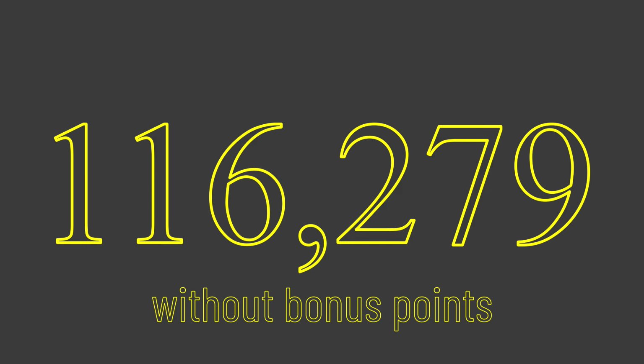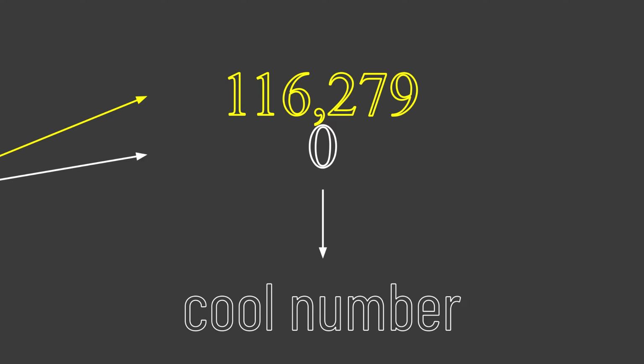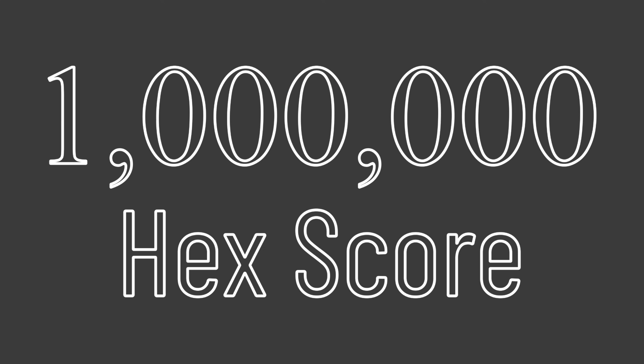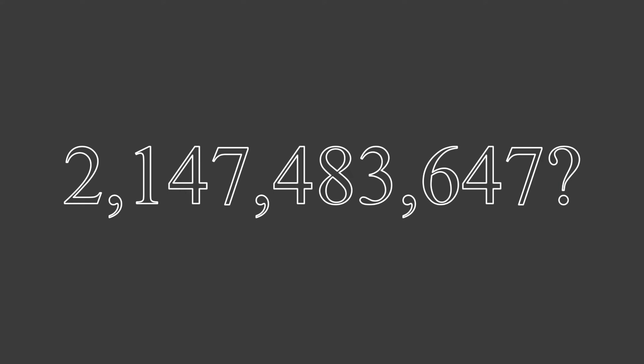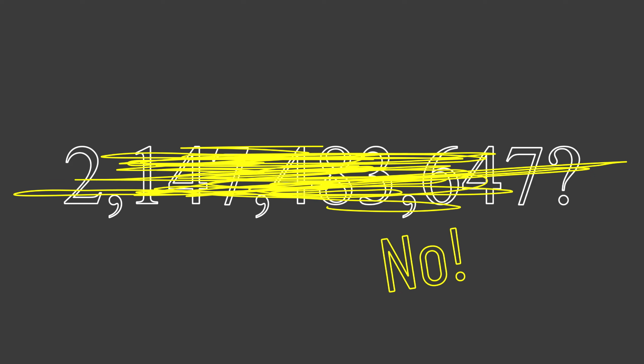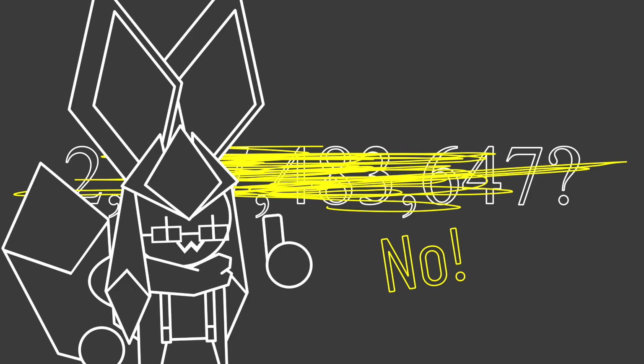So there is our maximum number of points without bonus points, 116,279 points. Keywords, without bonus points. That's because even though the shapes cannot progress any further than 7 heptagrams, the game is still counting points because of the hex points. But these hex points, if hex points in the PlayStation 1's RAM are stored as a word, does that mean we can get the final score to be 2,147,483,647? Well, unfortunately, we are unable to do that, because the value of the bonus points overflows long before that.